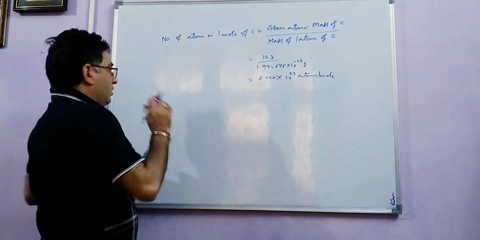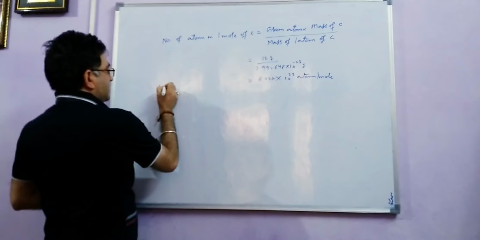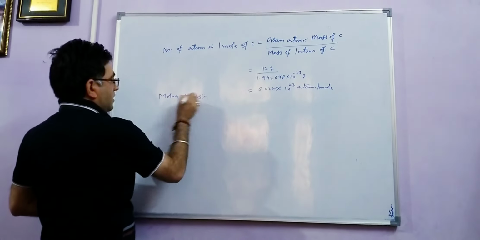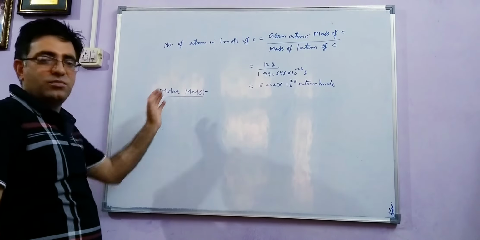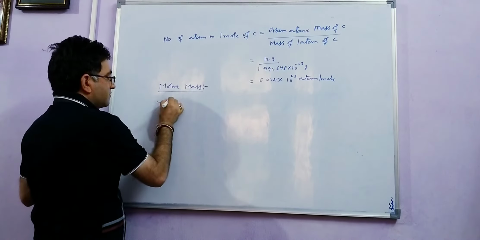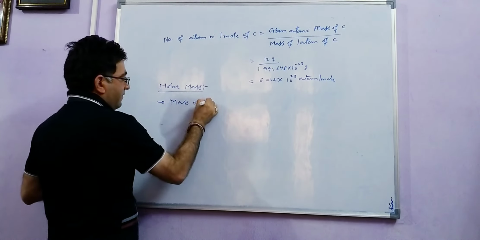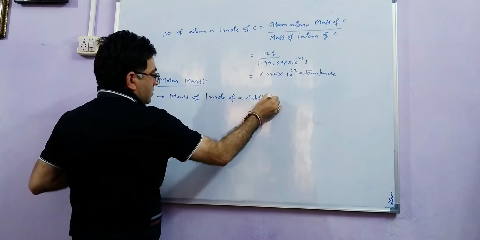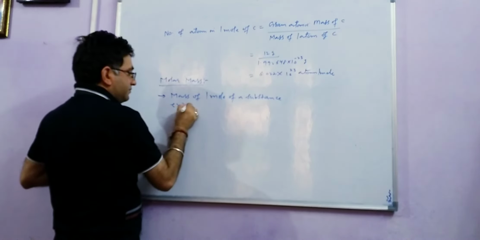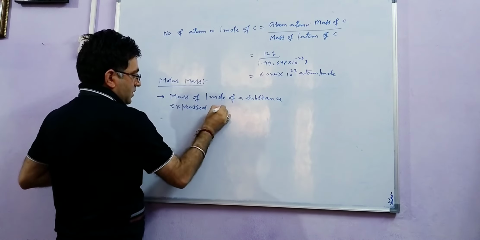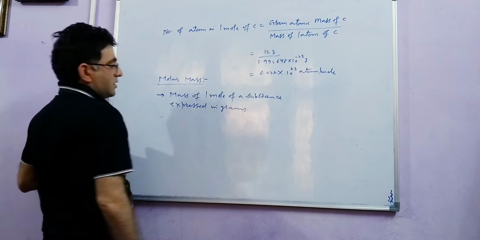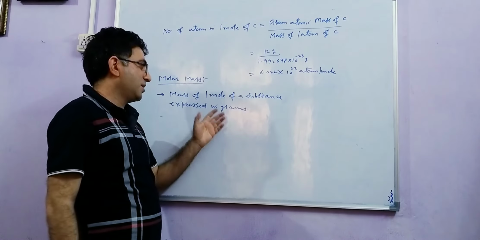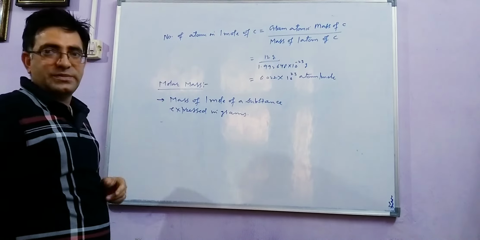Now, the next thing we are going to discuss is molar mass. There is a relation between mass and moles. Molar mass means the mass of 1 mole of a substance expressed in grams. When we express the mass of a substance in grams in terms of 1 mole, that is basically molar mass.